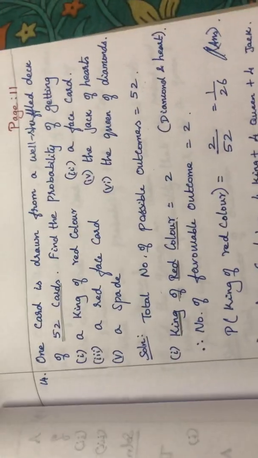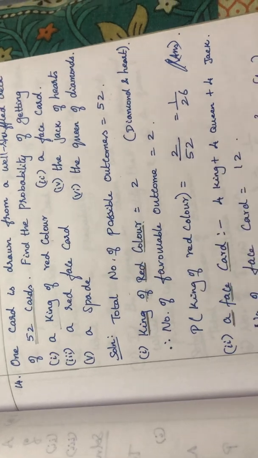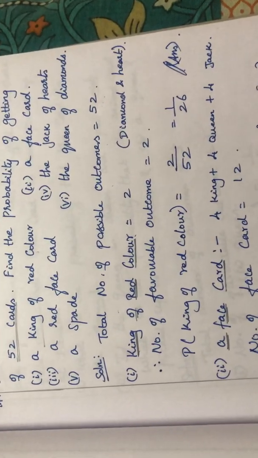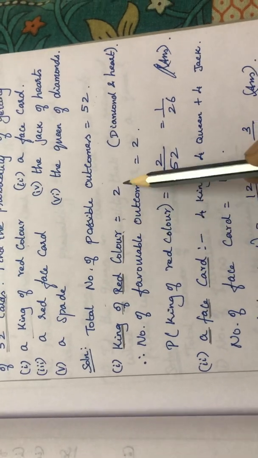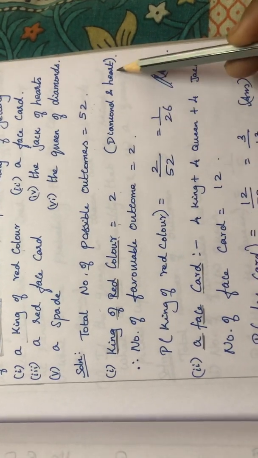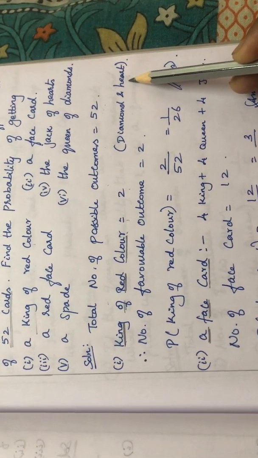They are asking the first subdivision, a king of red color. Red color we have two suits, one is diamond and one is heart. So king of red color means how many cards? Two cards are there, one from diamond, another from heart. If you have doubt, please refer to the introduction page.